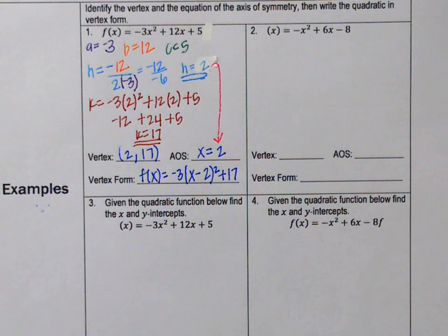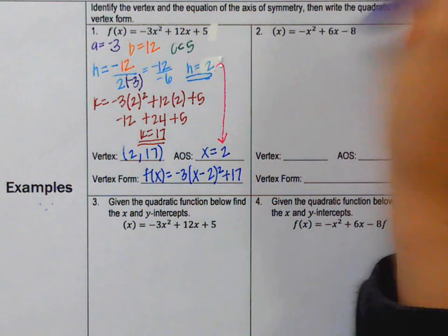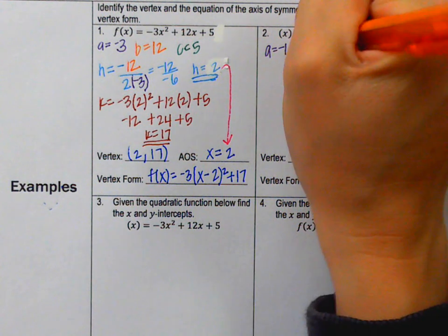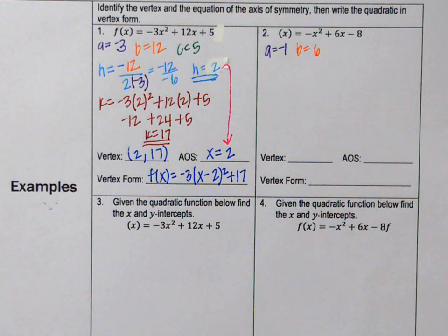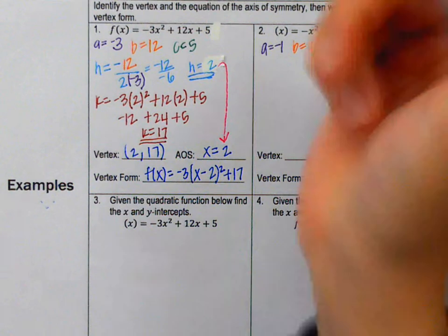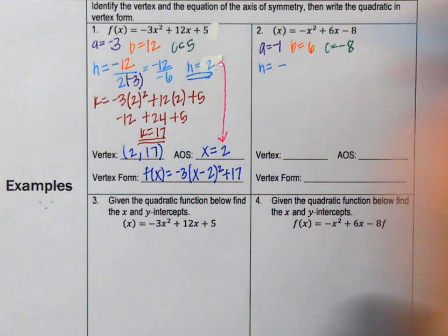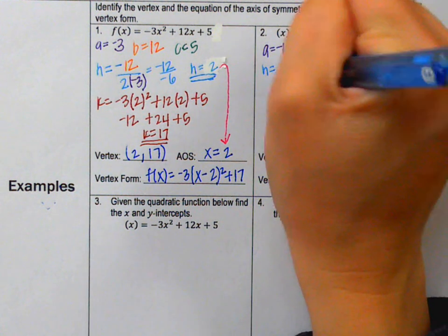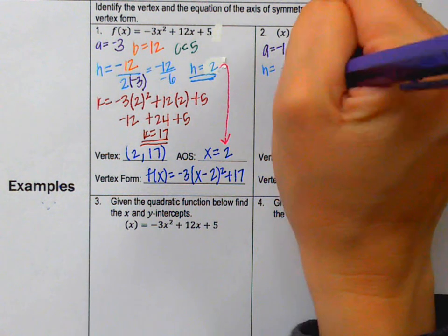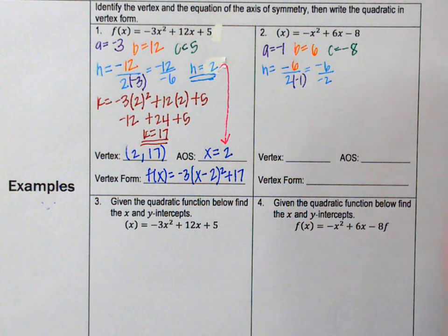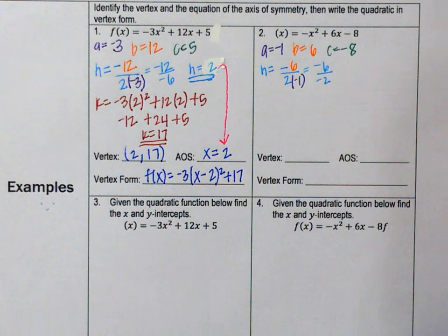Okay, so hopefully you are coming back to check your work. You've tried it. So going through, my A value is -1. My B value is 6. And then my C value is -8. And so I can just start plugging that into my formula. H equals the opposite of B, so opposite of 6, divided by 2 times A, which is -1. And so that gets me -6 over -2. -6 over -2 gets me a +3.